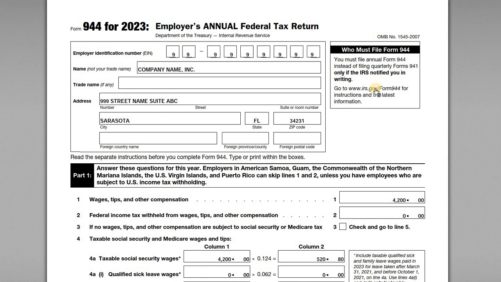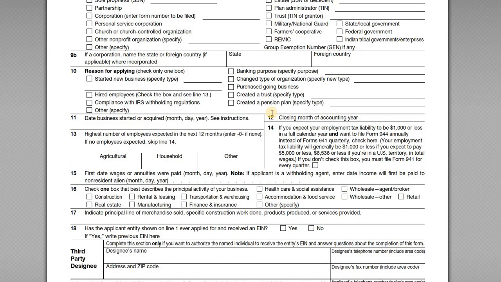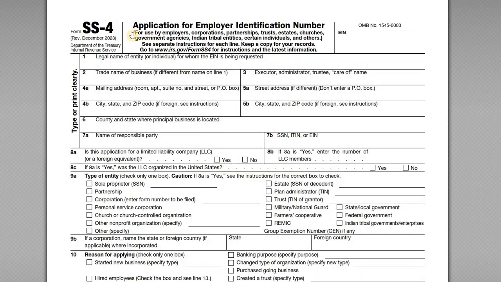So under what circumstances would you get this notification that says you have to use an annual return instead of the quarterly 941s? Well, it largely depends on how you completed your EIN application. This is the SS-4 application for EIN. You can also fill this out online.